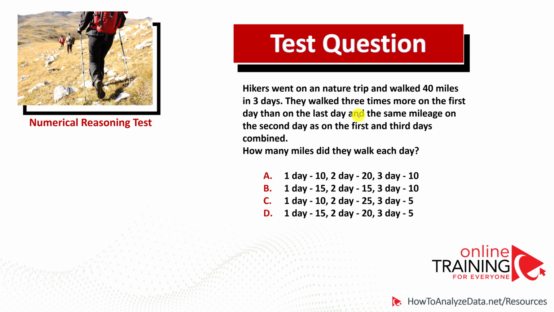The second part of the sentence indicates that they walked the same mileage on the second day as on the first and third days combined. So if we validate against this part of the logic, you will see that 20 would be equivalent to 15 plus 5. So that's another match for choice D. But that's a lot of guessing. Let's go to the formula-based solution.